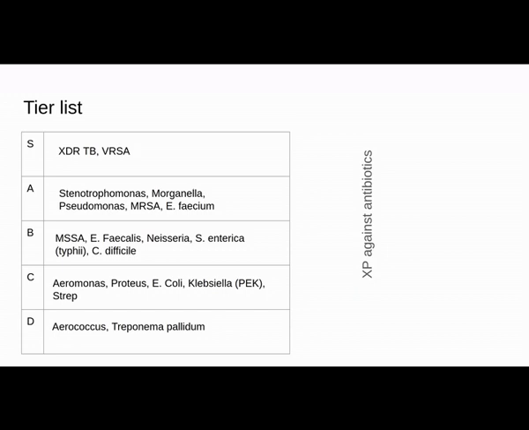So this scale might seem whimsical, but it does help me guide how aggressive empiric treatment should be. And over time, you might find yourself organizing information in a way that feels natural to you. This just happens to be my example.